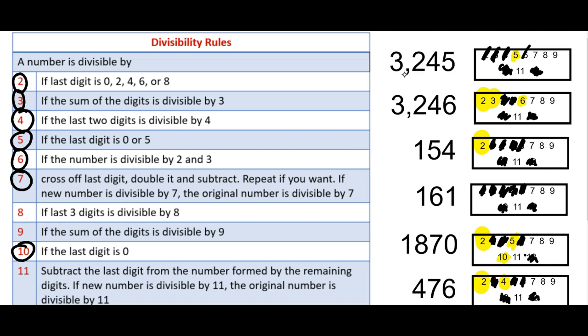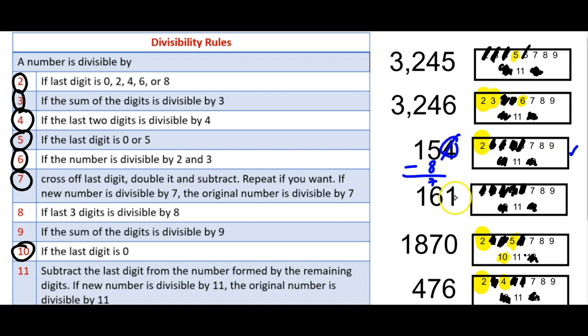It seems a little strange to do. I'm going to start with these smaller numbers so you get the idea first before we move on to the larger ones. So cross off the last digit. In this case, we're going to cross off the 4. Now double 4, you get 8, and subtract it from that, and you get 7. Will 7 go into 7? Yes, it will. So this one right here works for 7.